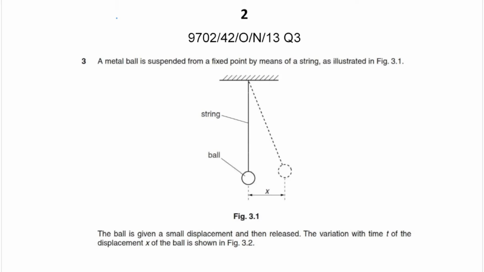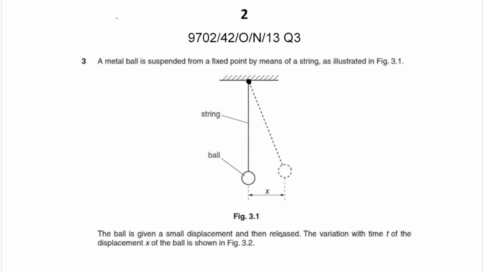In this video, we are going to be discussing question 3 from year 2013, variant 4-2, October-November. The question says that a small metal ball is suspended from a fixed point by means of a string. The ball is given a small displacement and then released. The variation with time t of the displacement x of the ball is shown in figure 3.2.